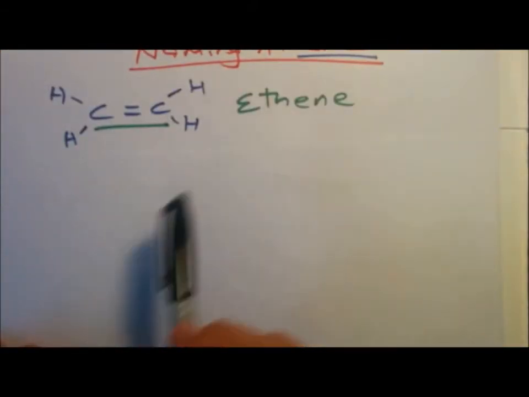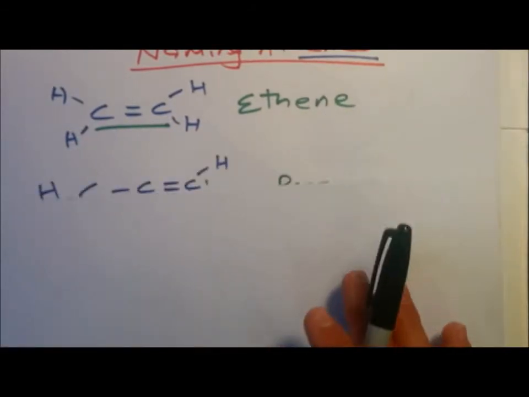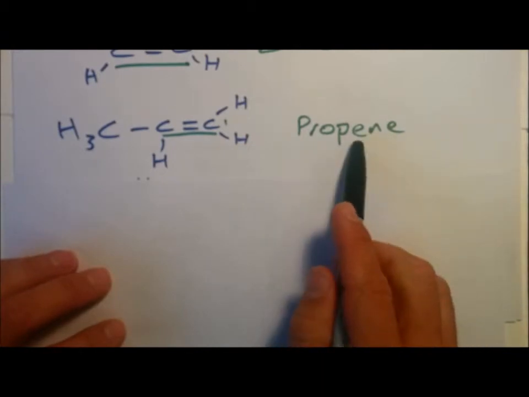So we're going to do naming alkenes now, enes being the end of the name. So the smallest one you can have is ethene. So there's a double bond between 2 carbons. Ethene. The next one you get is propene.